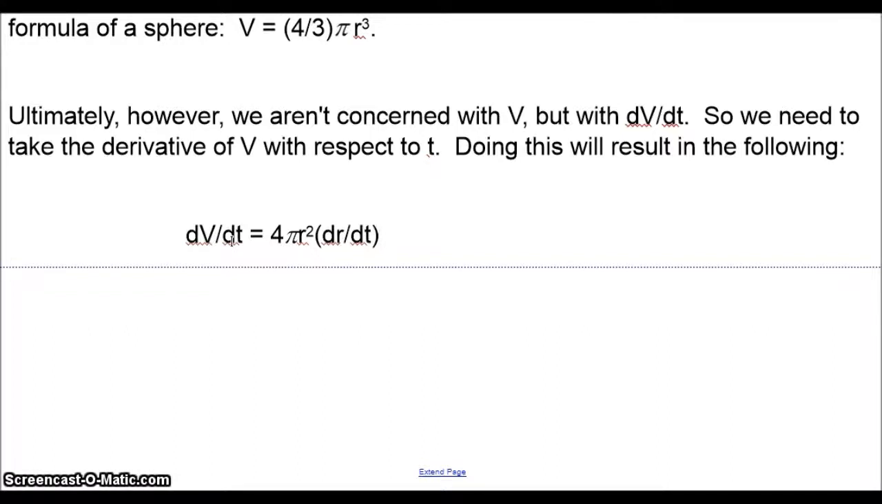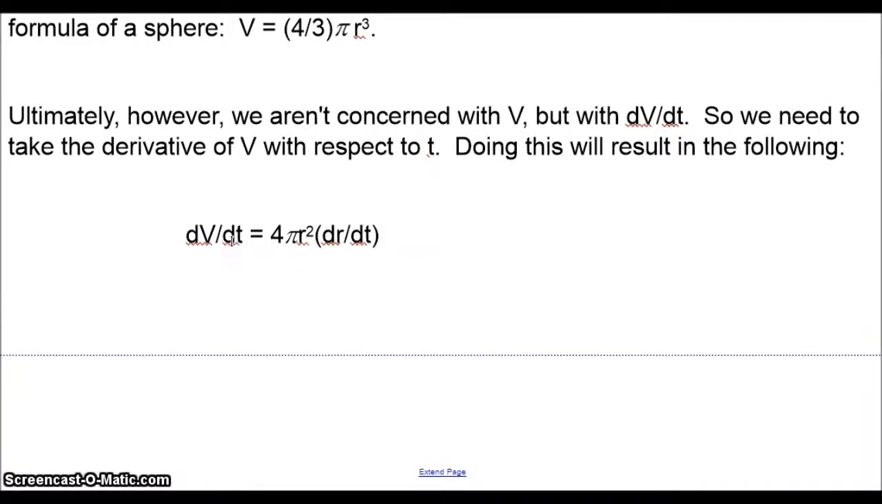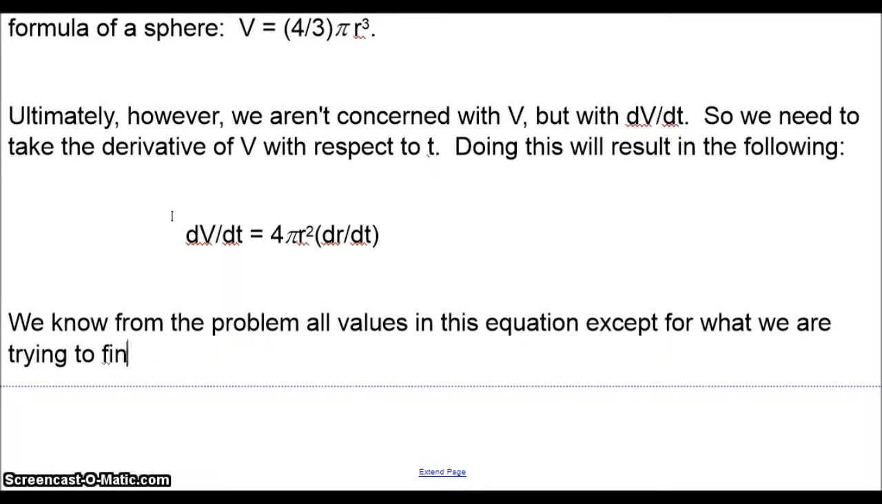So this is what we should get after differentiation. Now we're ready to pretty much finish the problem. We know all of the values for this. We know our r has got to be the 25 centimeters. We know dV/dt is 100 centimeters cubed per second. So we need to go ahead and solve for dr/dt.